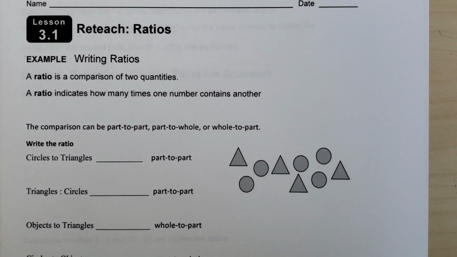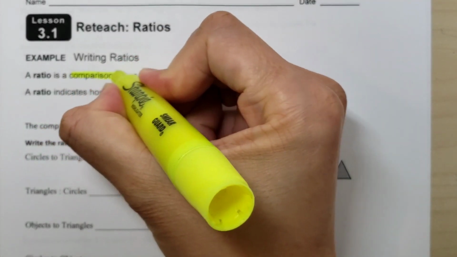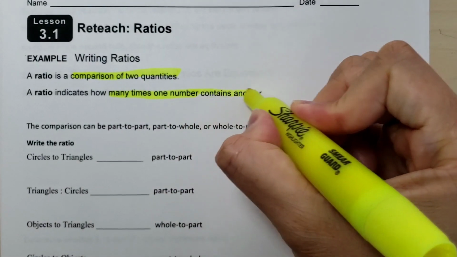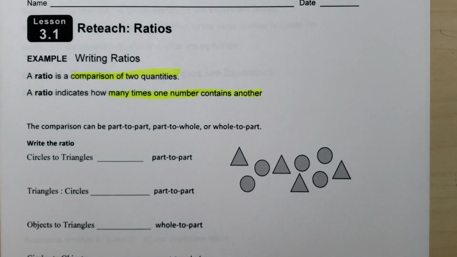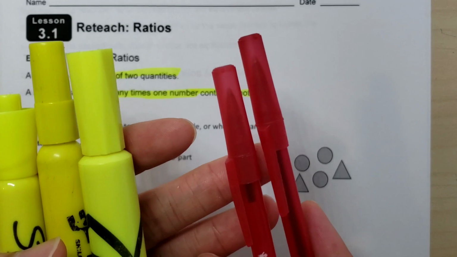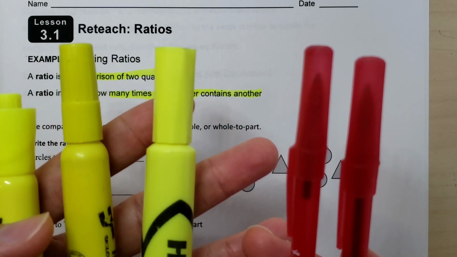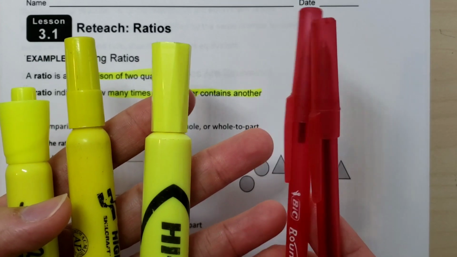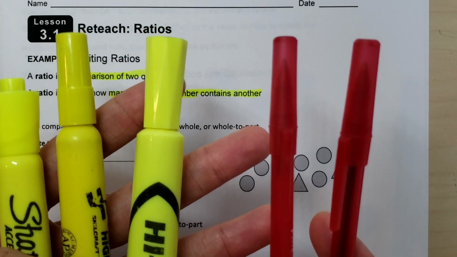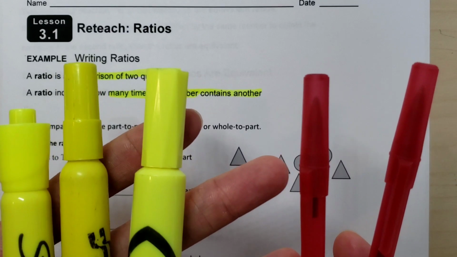So a ratio is a comparison of two quantities. A ratio indicates how many times one number contains another. For example, I have here 3 highlighters and 2 red pens. If I were to ask how you would compare the number of highlighters to the number of red pens, you would say there are 3 highlighters to 2 red pens. So there's 3 to 2. You're comparing 2 quantities, right?